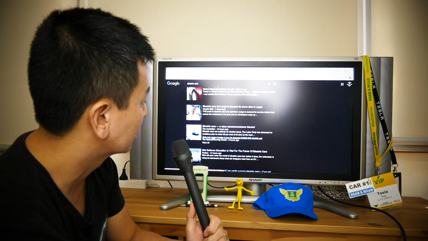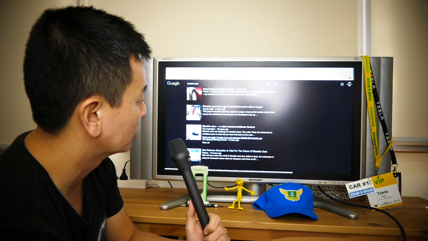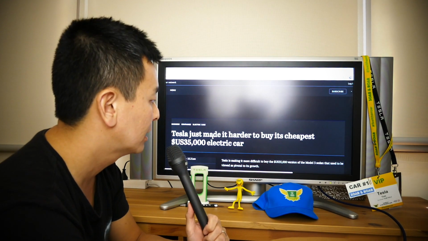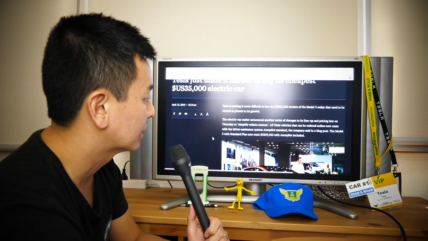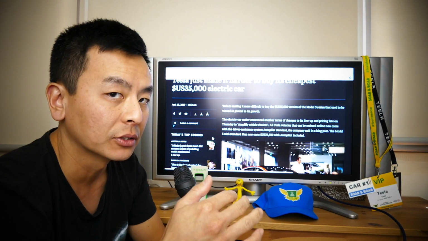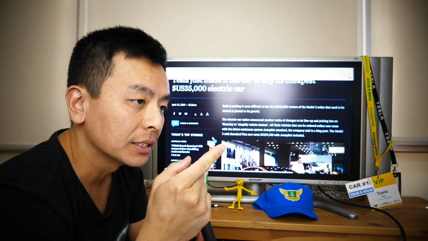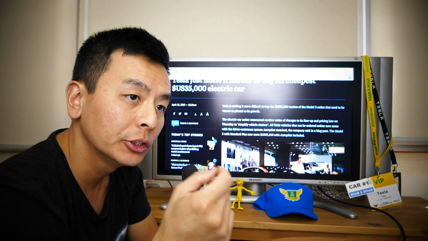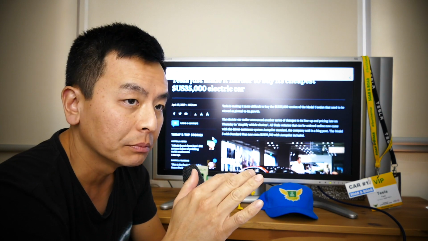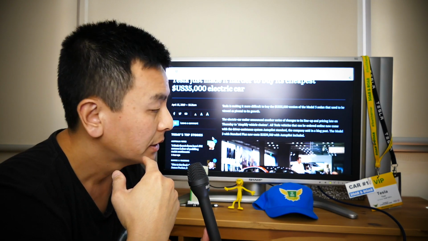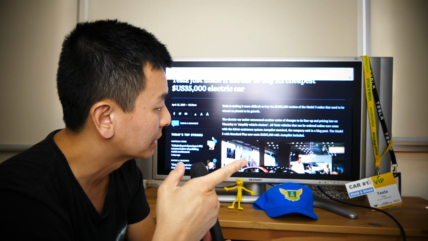Tesla just made it harder to buy its cheapest $35,000 US electric car. So I think that's the news that Tesla announced yesterday, that they're making autopilot standard across all their fleet, including the Tesla Model 3 Standard Plus Edition. You can't buy the Standard Edition anymore without autopilot, so you can only buy the Standard Plus.